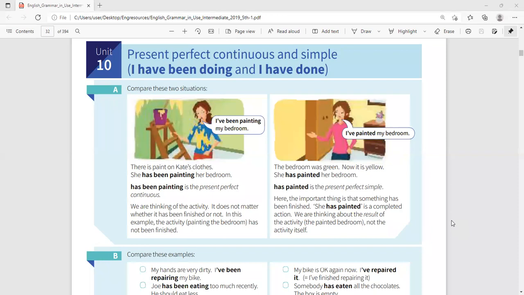So today we're going to go on with present perfect continuous and of course the present perfect.